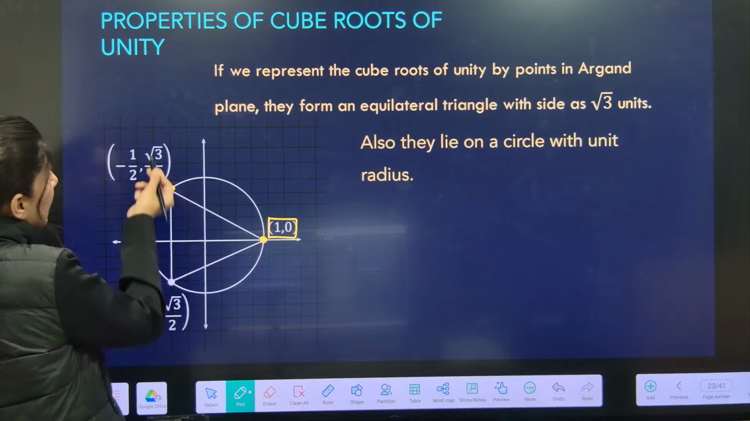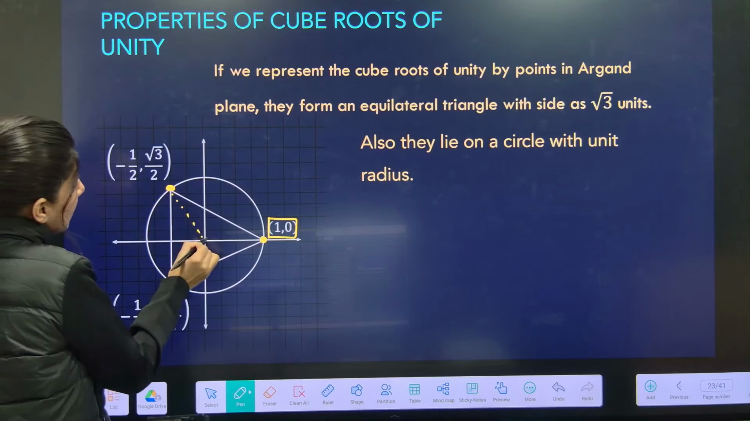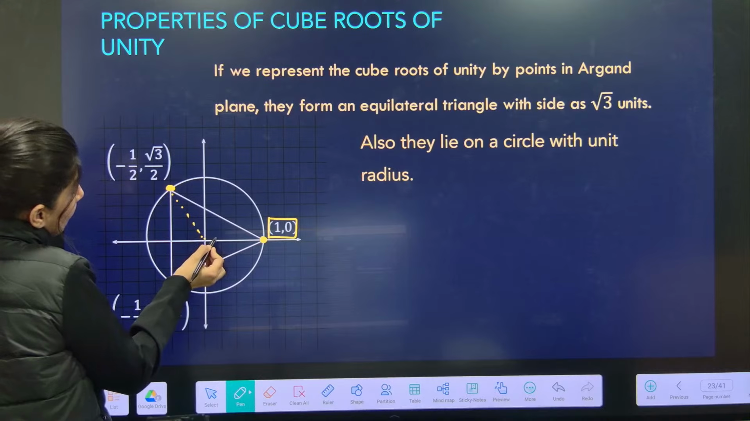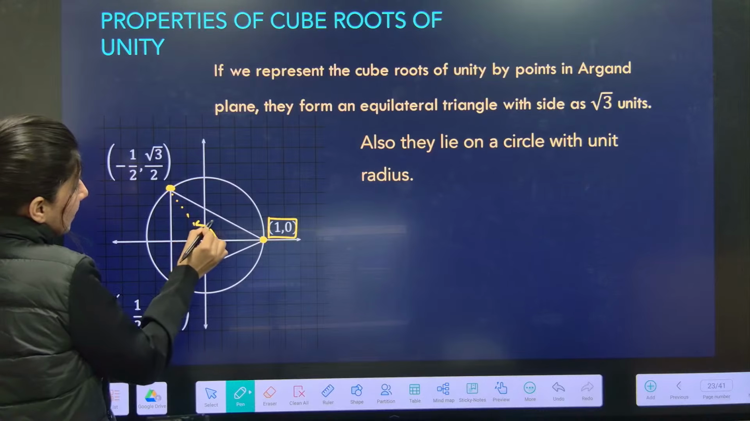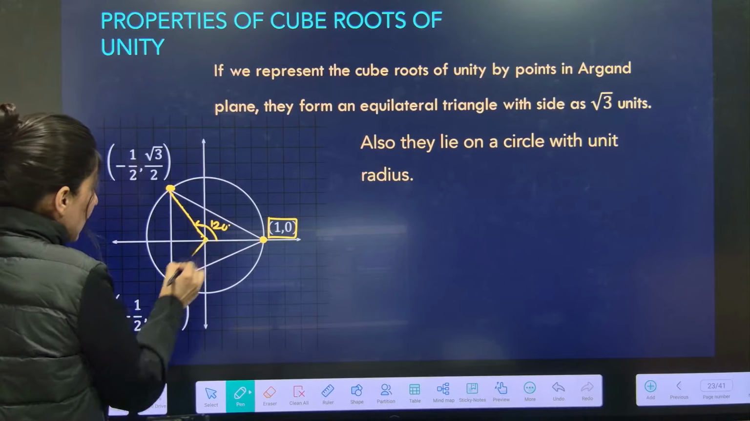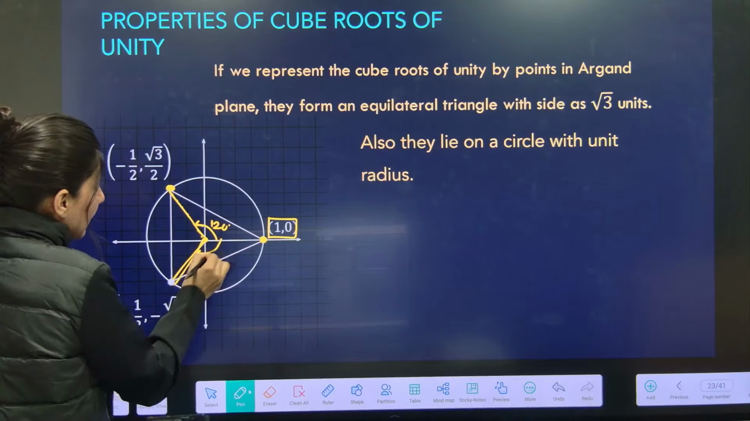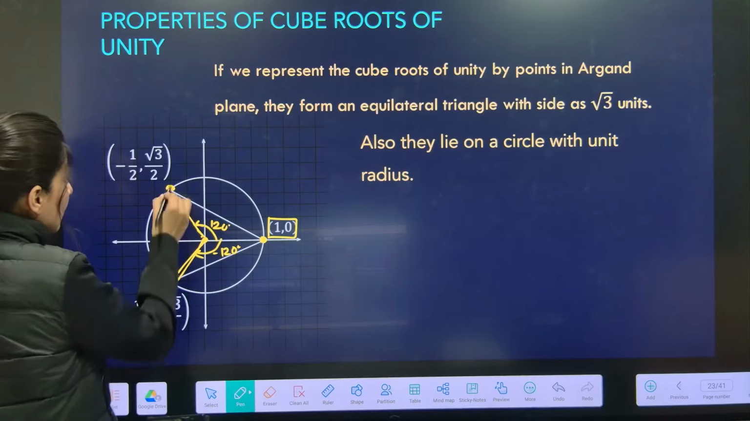This point is making, can you tell me, what angle? This is making basically 120 degrees. Yes, 120 degrees is the angle with this, and this is the origin. And what about this? This is minus 120 degrees. So these are the 3 points.